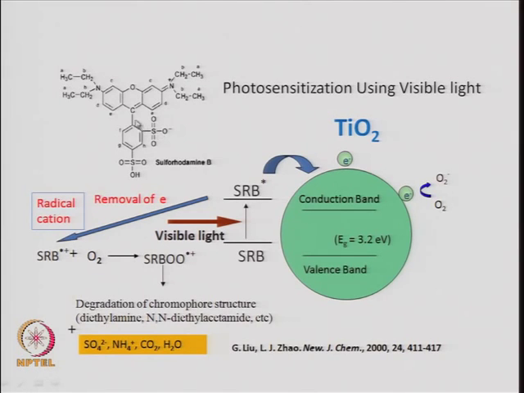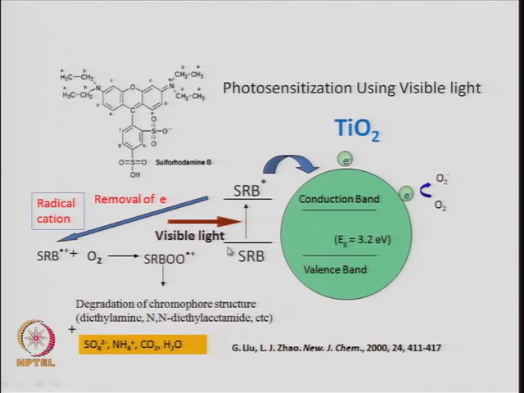So, you see this large molecule with the aromatic rings and some pendant substituents. You can see that this dye, which is sulforhodamine B, can be used to sensitize TiO2, because the energy levels of this sulforhodamine dye are in the region of visible light. So, using the energy levels of sulforhodamine B, you can excite it using visible light, such that the electron goes to an excited state, and this SRB excited is the excited molecule, and then the electron in this state can be transferred to the conduction band of TiO2.